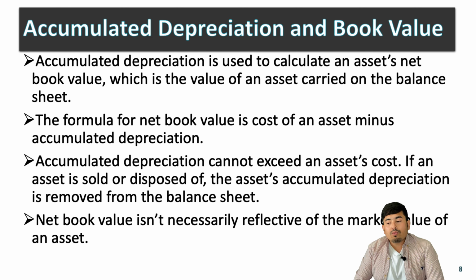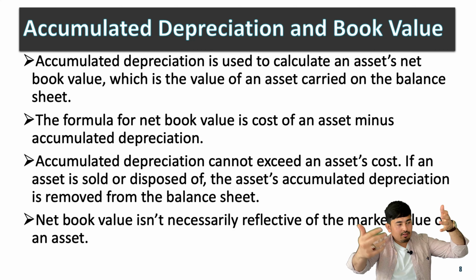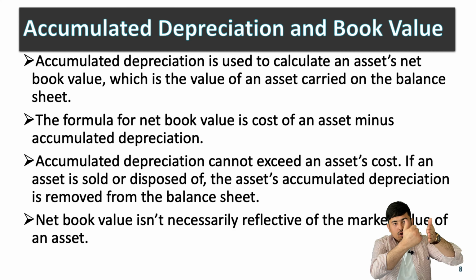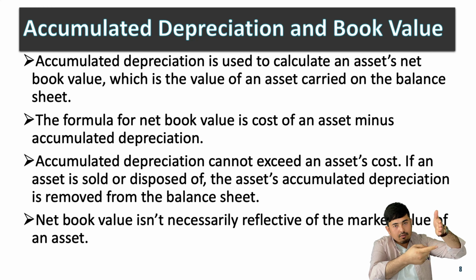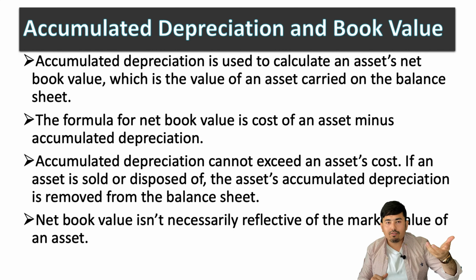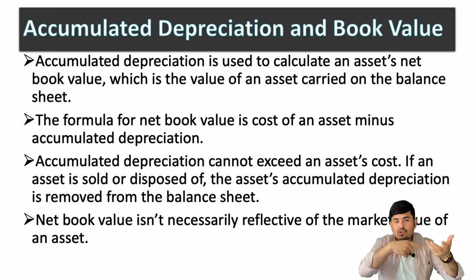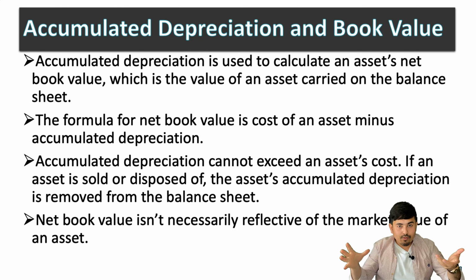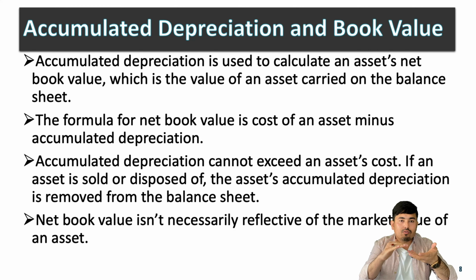The formula for net book value is the cost of an asset minus accumulated depreciation. Exactly, I told you, the gross cost or price minus the accumulated depreciation will end up as the net book value or carrying amount. Accumulated depreciation cannot exceed an asset's cost. If an asset is sold or disposed of, the asset's accumulated depreciation is removed from the balance sheet. Remember, if you purchase a computer for $5,000, the overall depreciation during the whole useful life should reach 5,000, and it cannot cross this amount.